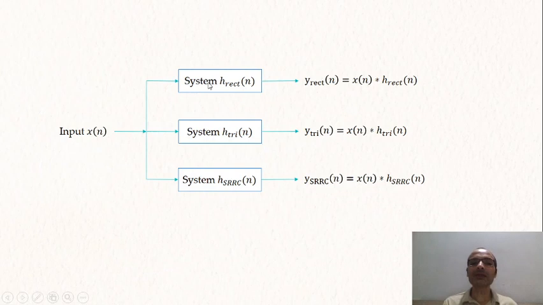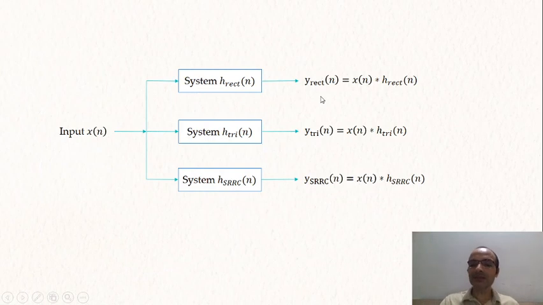And we are having three different systems. One is the rectangular, other is triangular pulse, and the third one is the square root raised cosine pulse. So I pass that input x of n through each of these three systems, and now I'm going to show you what came out of the convolution operation.